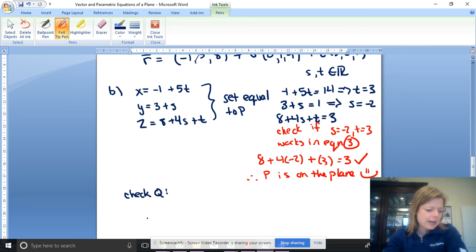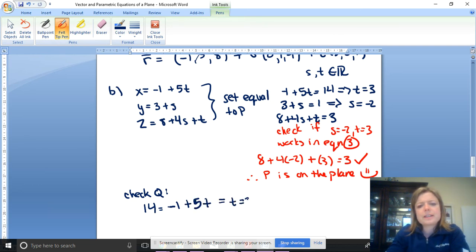And if you do that, you get 14 equals -1 plus 5t. So same as before. So this also results in t equals 3. And then you get that 1 equals 3 plus s. So again, s is equal to -2.